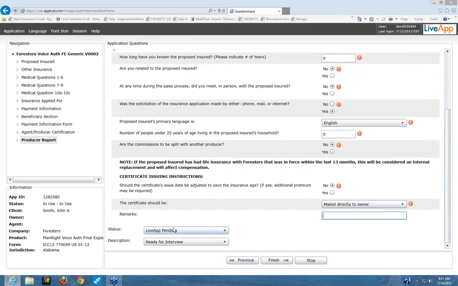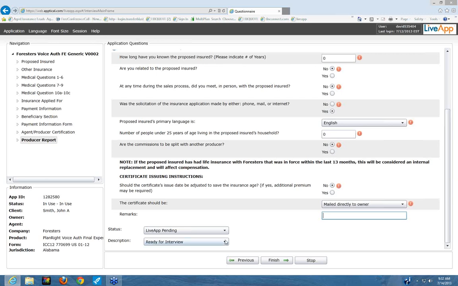Now, live app pending, ready for review. If you're done and ready, you can hit the finish button. And then you'll have to search for the application, pull it up, and call Applical at that point. If the client at any point in time says, hey, I got to go, something happened to my kid, not a problem.